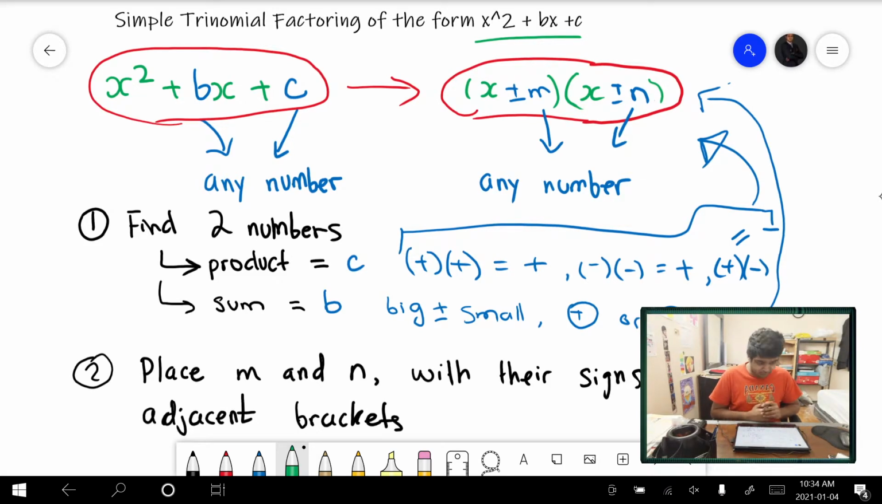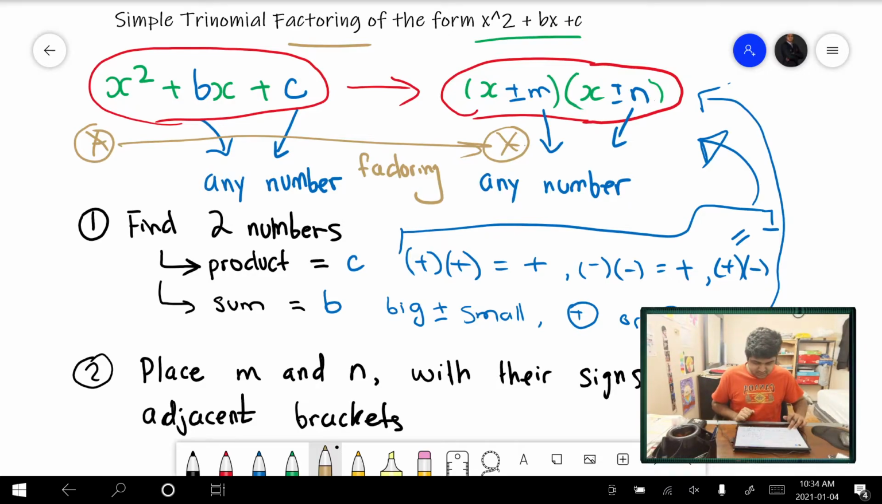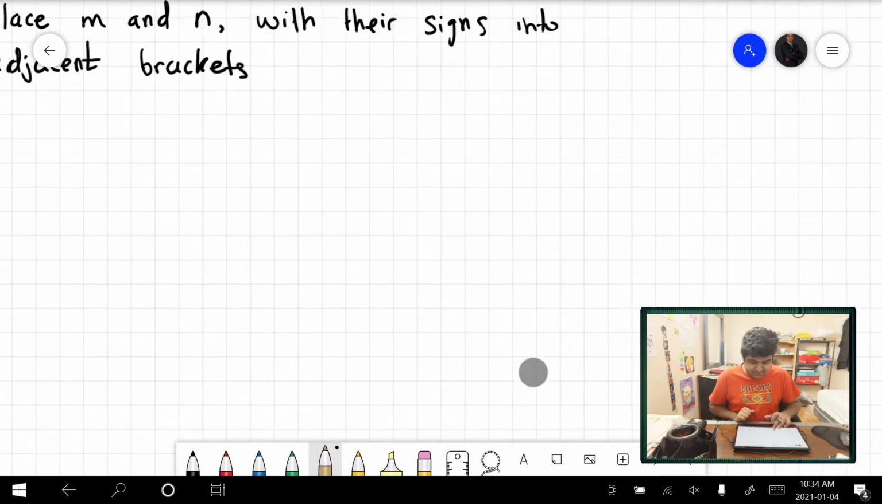So let's use an example. Here's my example. It's going to look like this, and again, we're going to have to make it look like this. Of course, we talked about this last week. This process is known as factoring, just like it says up there. So let's use an example, and I'm going to show you these steps with this example.